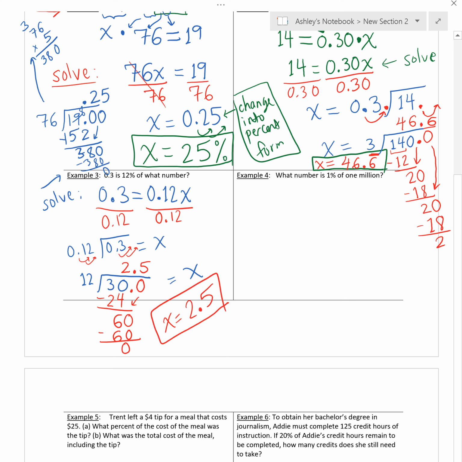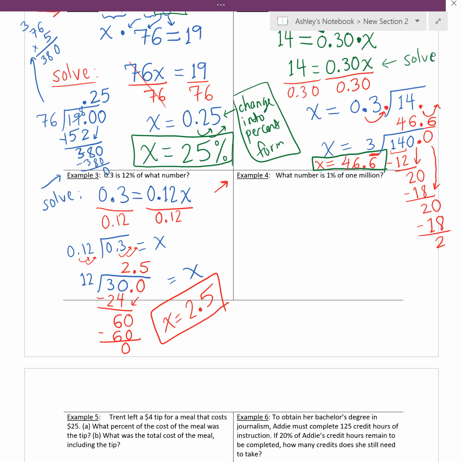See if that sounds right. What did they ask? 0.3 is 12% of what number? So does it sound like 0.3 is 12% of 2.5? Sure, why not? That sounds about right. All right. Next example sounds kind of interesting.